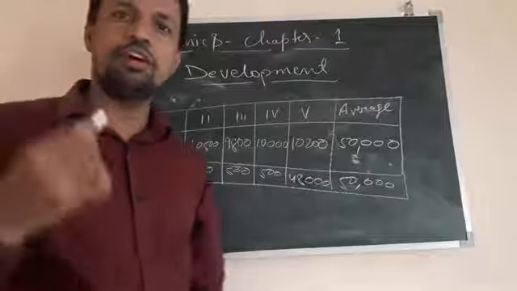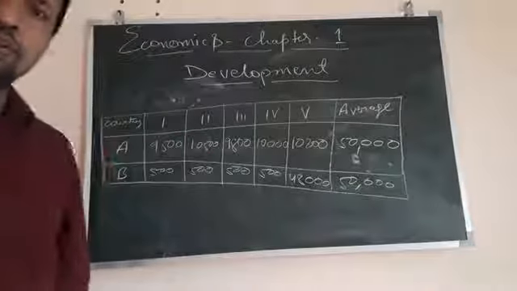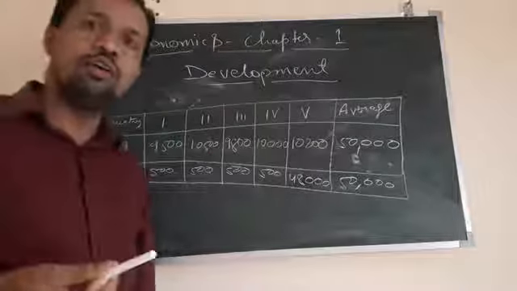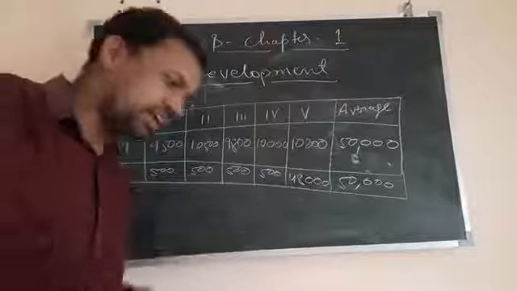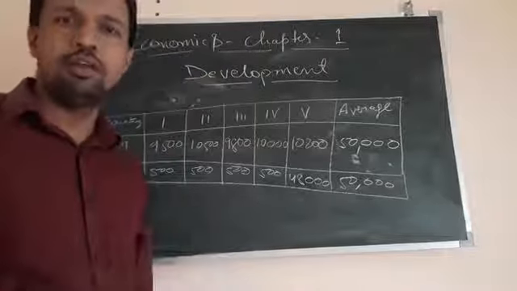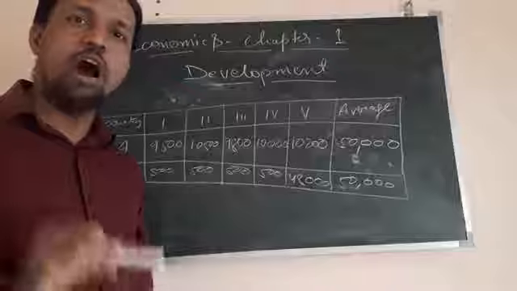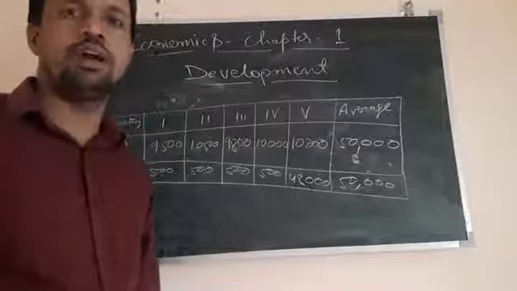In our country we have people like Mukesh Ambani also, and we have people who don't get food three times per day. So in such a country, how can we take only per capita income?